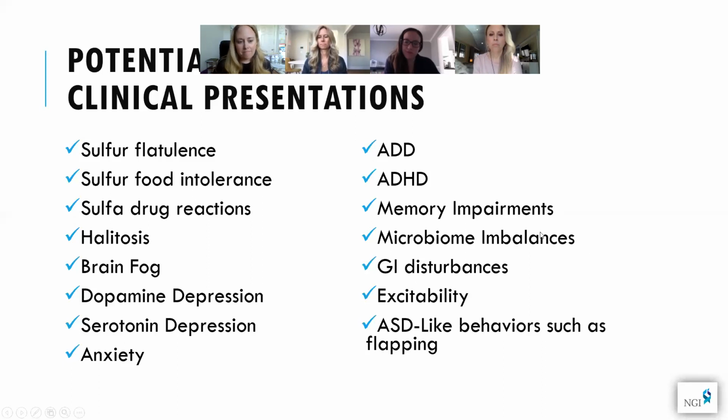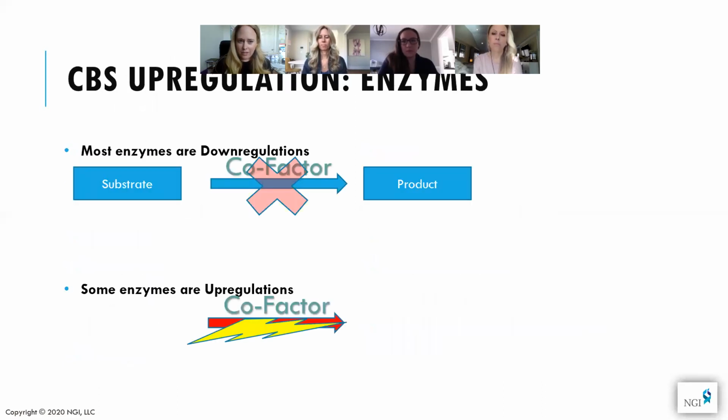So, all right, we will go on to the next section and learn a little bit more about how this is actually functioning in the body. So, as I mentioned, we're talking about enzymes. Genes are proteins and proteins are enzymes. To simplify this a little bit, most enzymes are downregulation. So this particular sulfur enzyme is an upregulation, which makes it pretty unique. It's a little bit different.